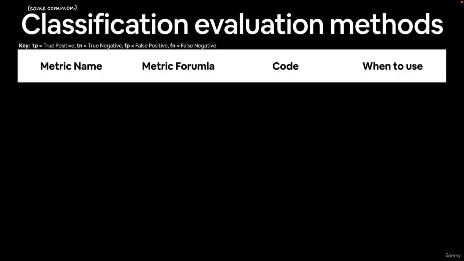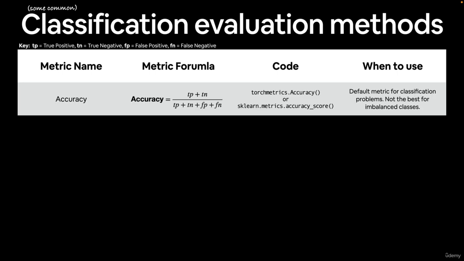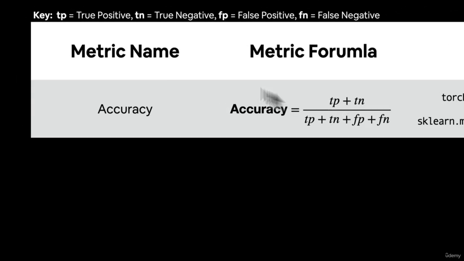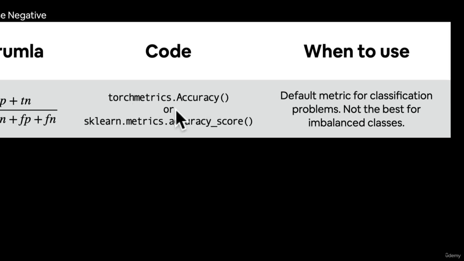Some common classification evaluation methods. So we have accuracy. There's the formal formula if you want, but there's also code, which is what we've been focusing on. So we wrote our own accuracy function which replicates this. By the way, TP stands for not toilet paper, it stands for true positive. TN is true negative, FP is false positive, FN is false negative. And for the code, we could use torchmetrics. But when should you use it? It's the default metric for classification problems.